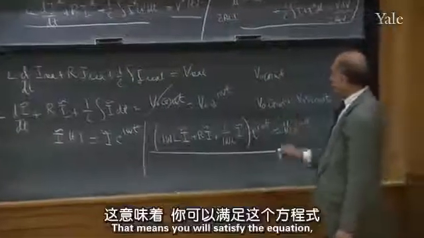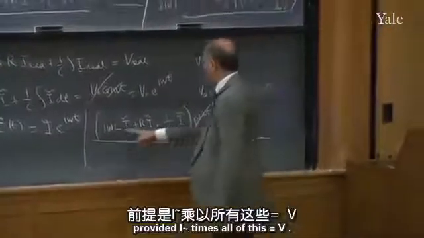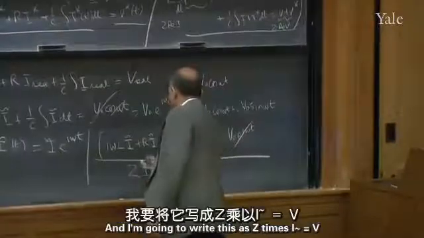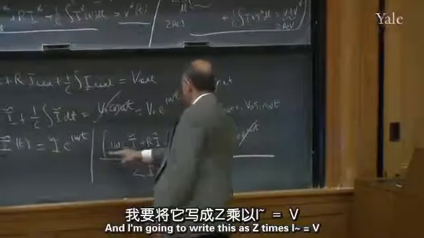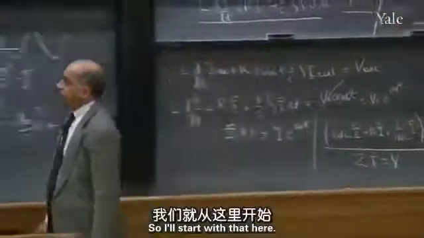That means you will satisfy the equation provided I twiddle times all of this is equal to V twiddle. And I'm going to write this as Z times I twiddle equals V, where Z is the name for all the guys multiplying I twiddle. So I'll start with that here.